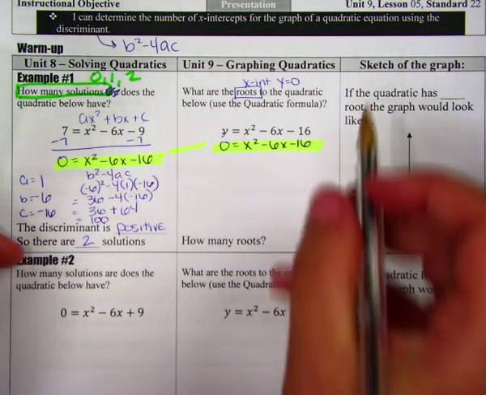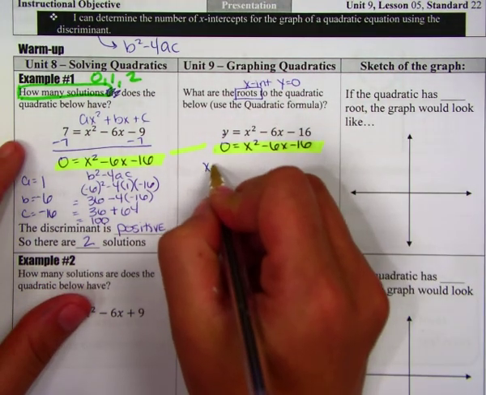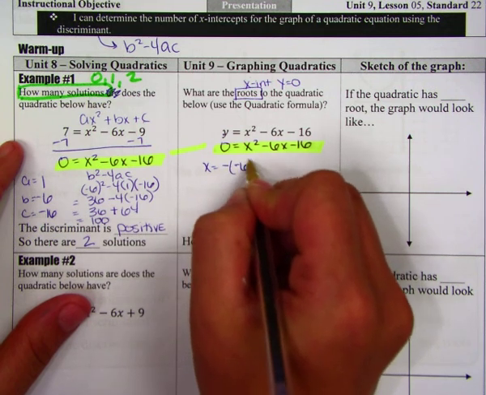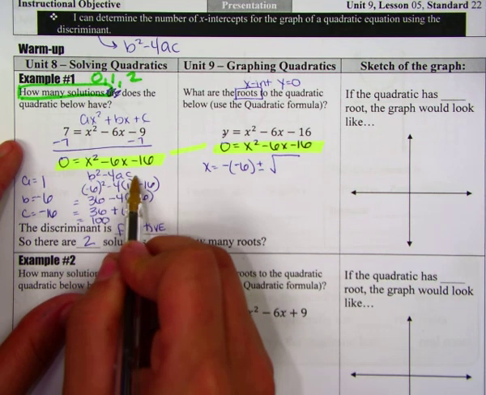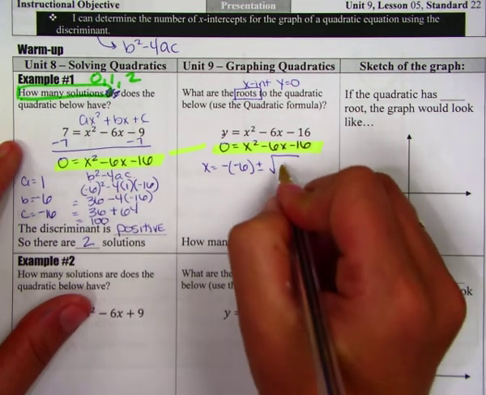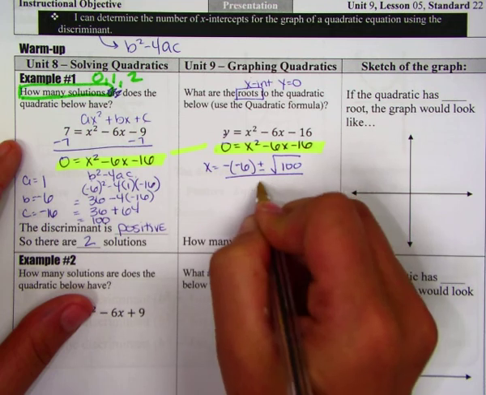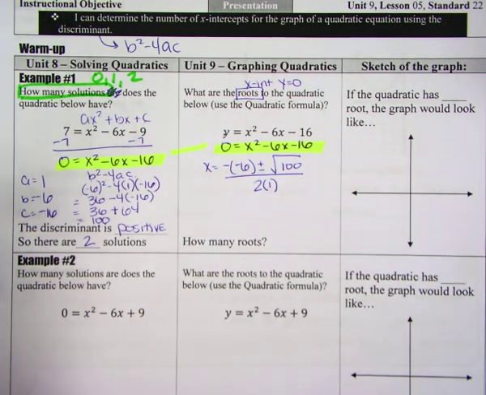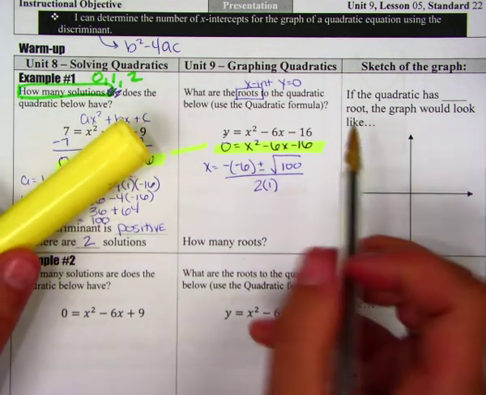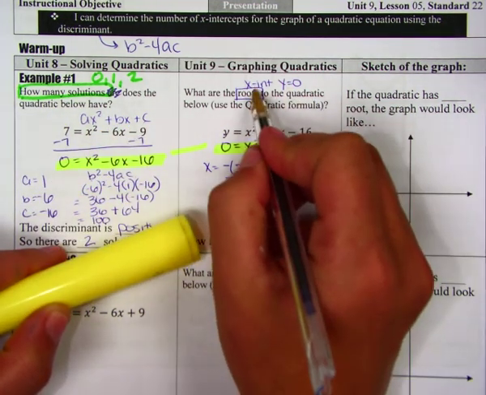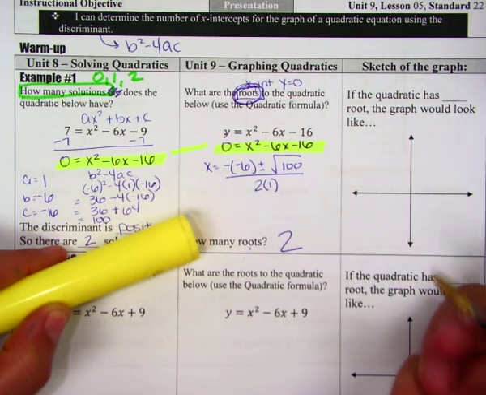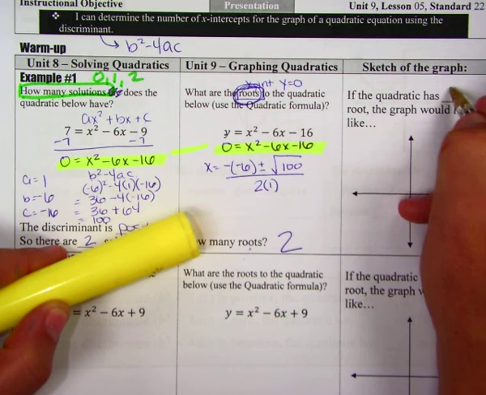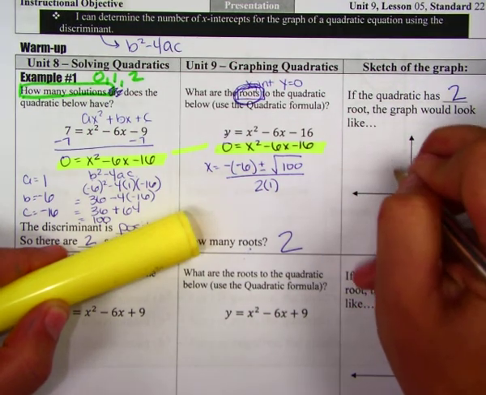So if you're going to solve for the roots using the quadratic formula, x equals negative b plus or minus the square root of b squared minus 4ac, which is 100, over 2a, you're going to get 2 solutions, which in this case are actually our roots. You're going to get 2 roots. So if the quadratic has 2 roots, the graph's going to look like this.